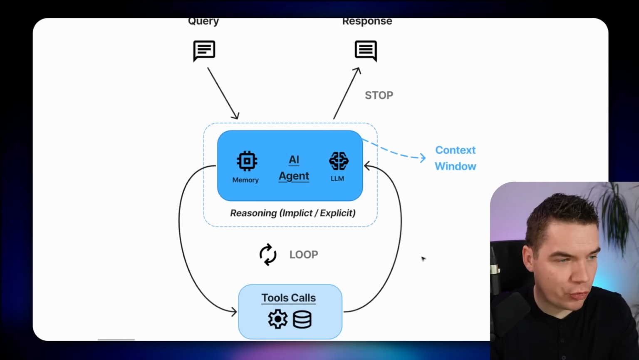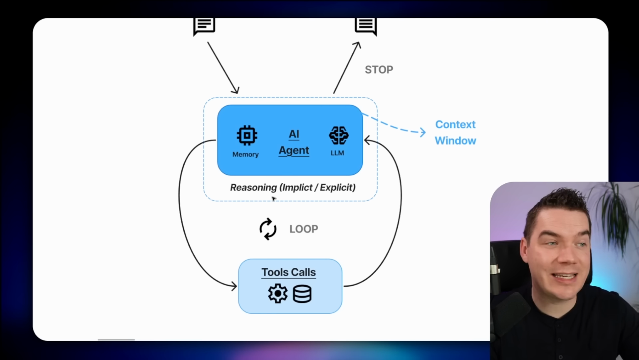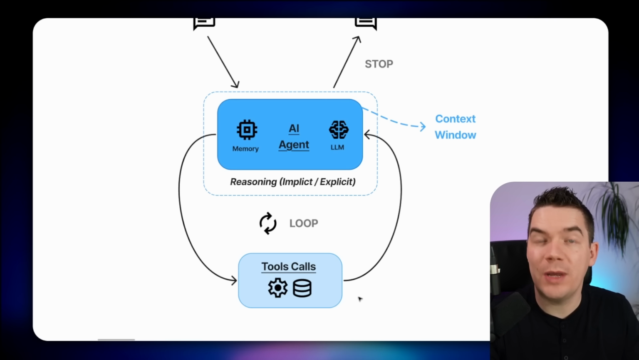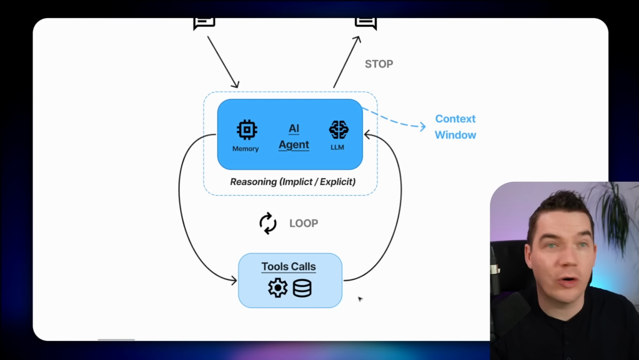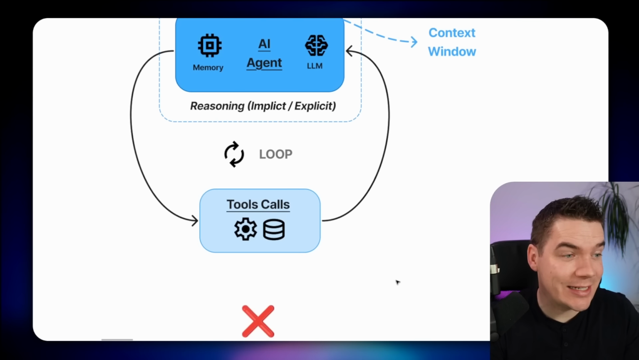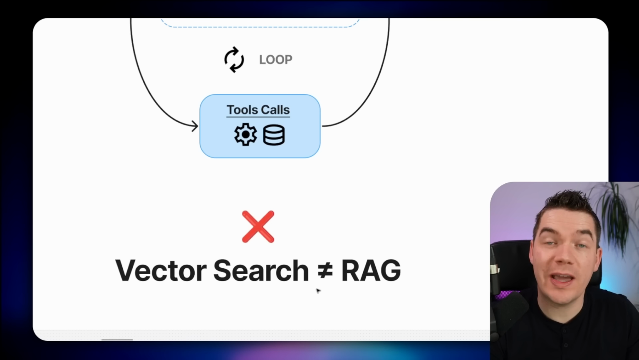And when we think about retrieval, retrieval within the context of an AI agent is simply a tool call. No different to an API call to create a calendar entry or draft an email, for example. So querying a vector store is just another tool call, but it is important to state that there's more to RAG than just vector search.